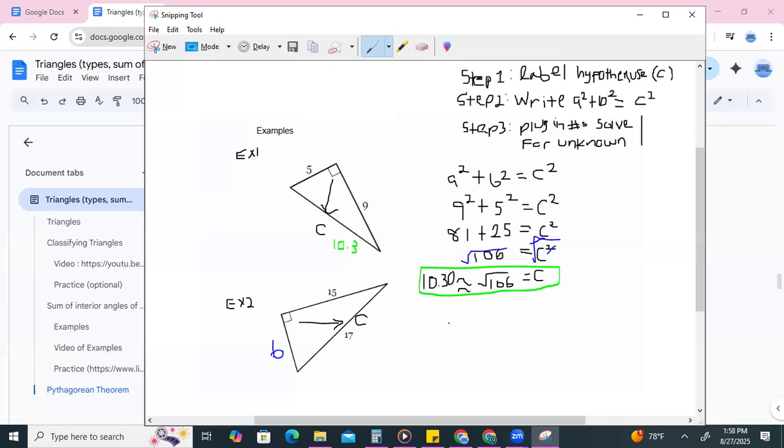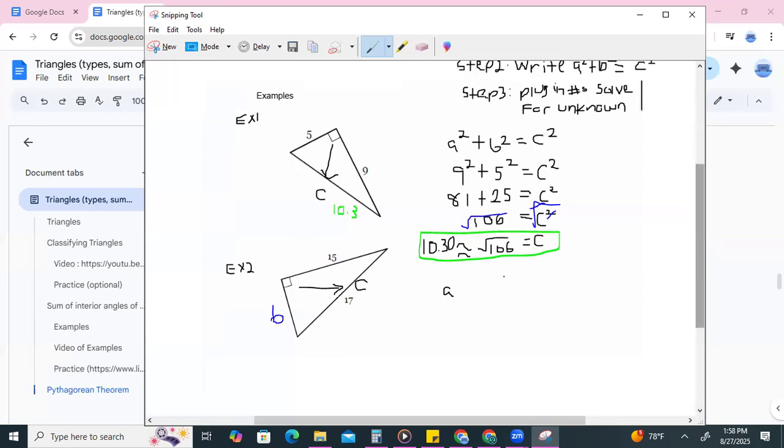Step 2, write down A squared plus B squared equals C squared. I'm going to put a little divider here so you know I'm addressing this in this step.